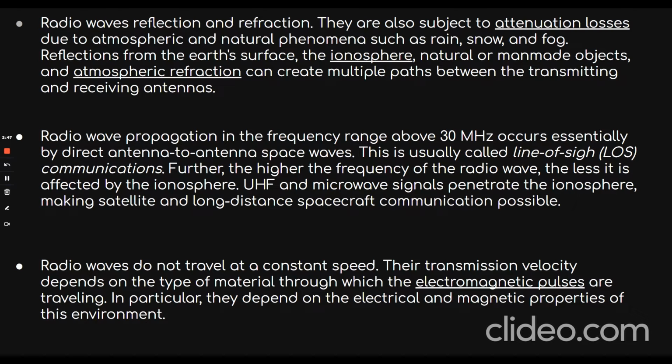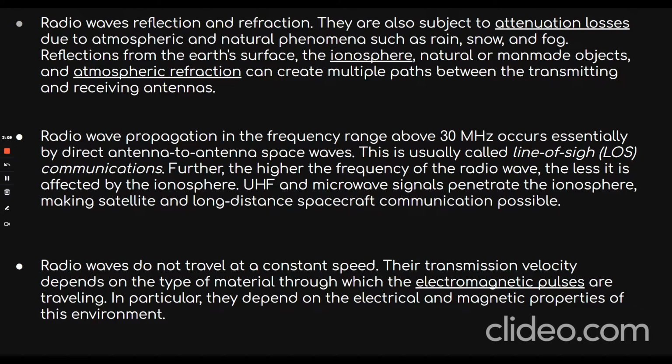The fifth one is that radio wave propagation in the frequency range above 30 MHz occurs essentially by direct antenna-to-antenna space waves. This is usually called line-of-sight communications. Further, the higher the frequency of the radio wave, the less it is affected by the ionosphere. UHF and microwave signals penetrate the ionosphere, making satellite and long-distance spacecraft communication possible.